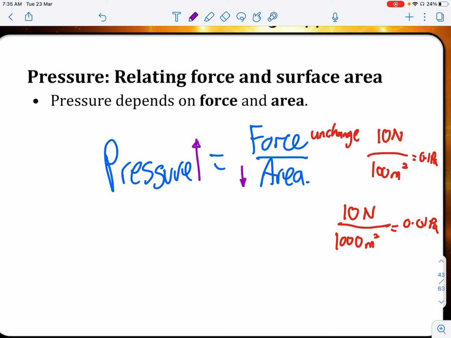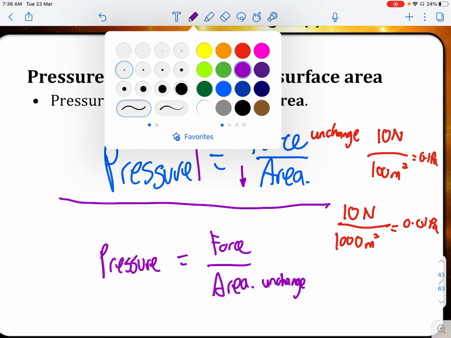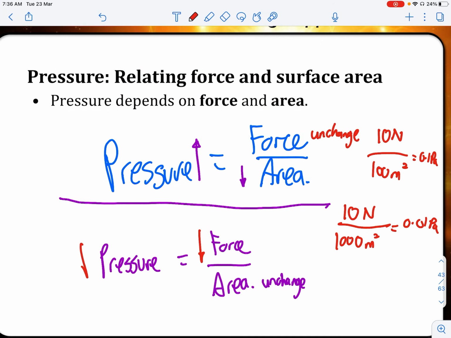Now, in the event that you use pressure, but you change your force, what will happen is, if your area remains unchanged and your force increases, your pressure would also increase. This is because the top number grows bigger. And the same thing will happen if you decrease it. If you decrease force, you will decrease pressure.